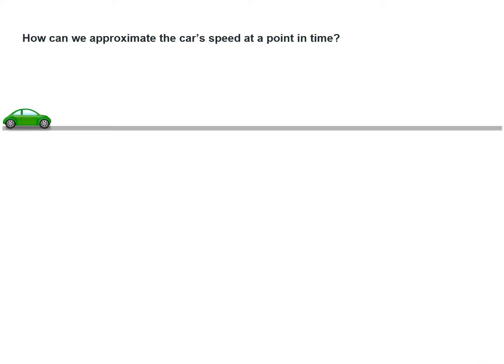In this video, we'll be looking at how we can approximate a car's speed at a specific moment in time. We're going to consider a car merging onto a highway. We'll use this picture of a car to represent the position of the car, and the distance from the picture's starting point will represent the distance the car has traveled. Watch the car moving along the road and see what you notice about the motion of the car.